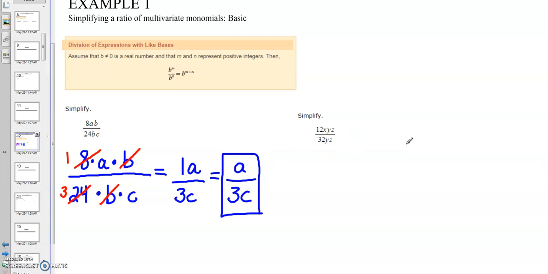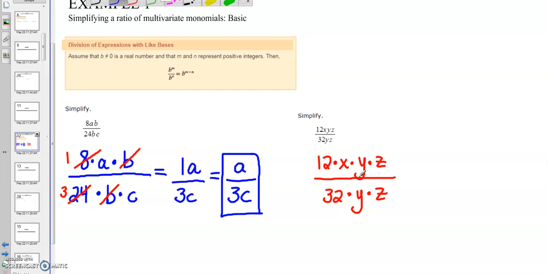Alright, so this one's going to work exactly the same way. I'm going to start by breaking it apart and looking at each part individually. So I have 12 times x times y times z in my numerator, and in my denominator there's a 32 times a y times a z. It doesn't matter which one you start with first. I'm going to start with canceling anything that's alike, and so this y in the numerator cancels out with the y in the denominator.